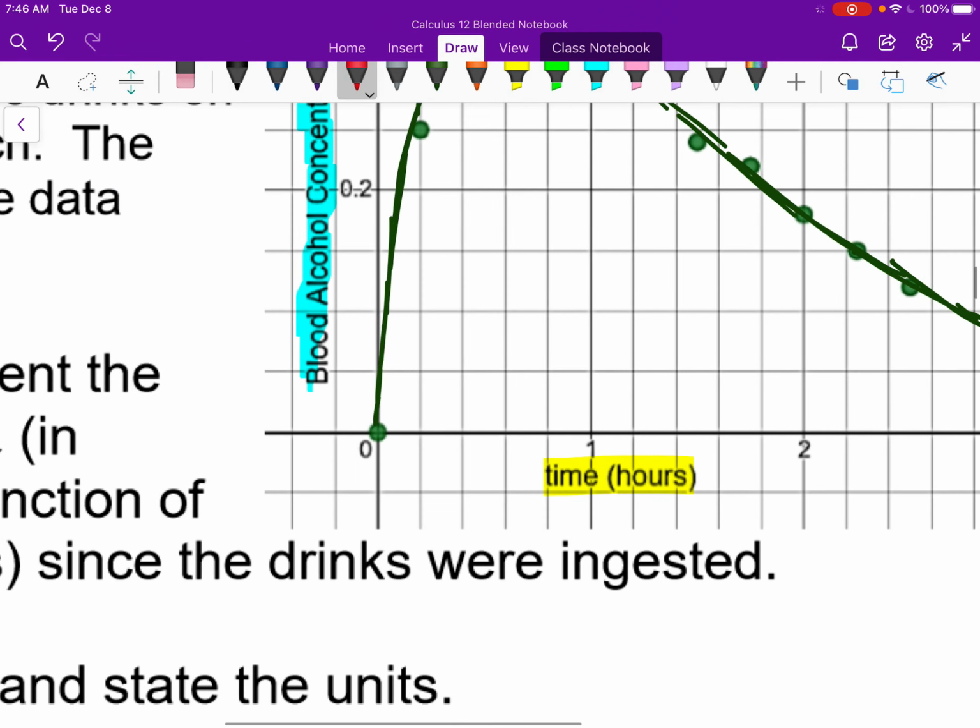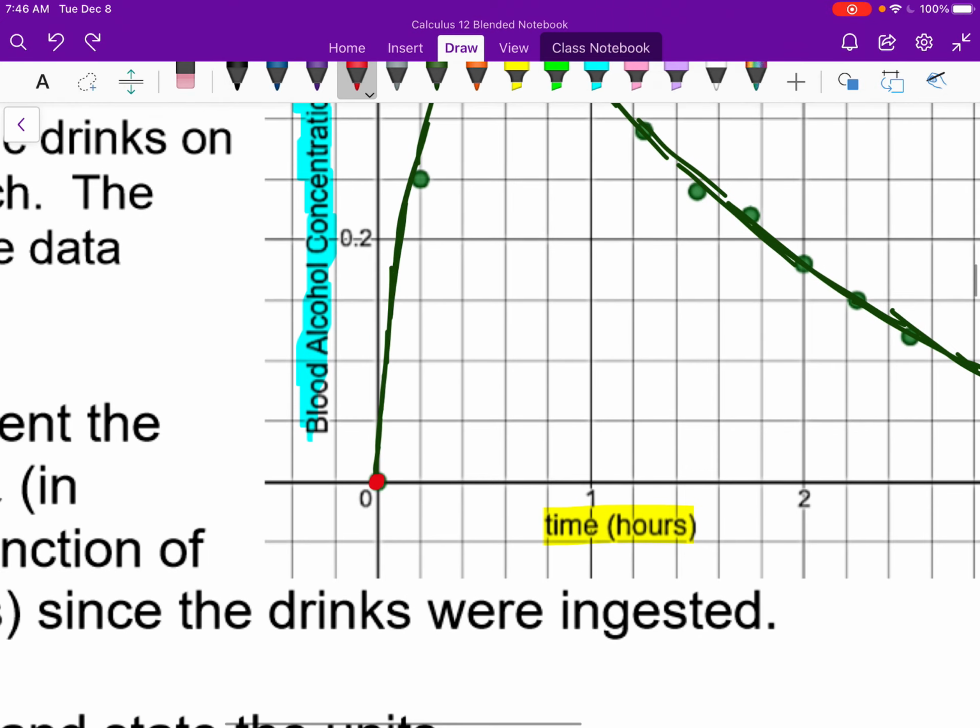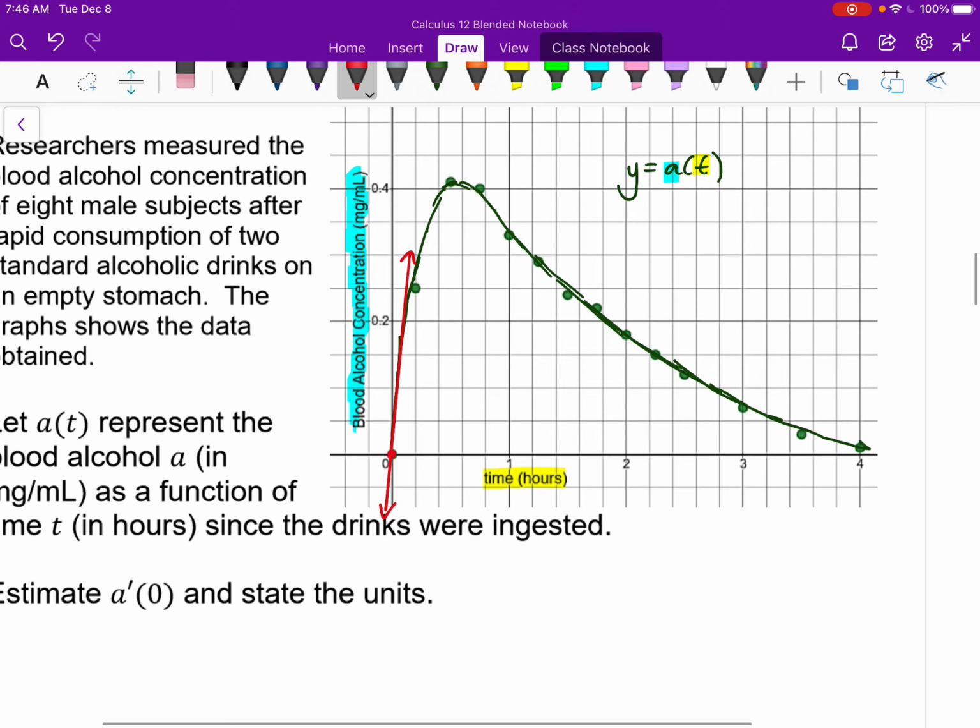So if I look at 0, I have to visualize what the tangent line would look like, and it would look something like this. Some sort of fairly steep line. Actually, I probably drew that a little too steep. Let me grab a ruler here. Either way, I'm estimating. It's a little easier with a ruler. So maybe something like this. Okay, that's my estimate for what the tangent line looks like at 0.